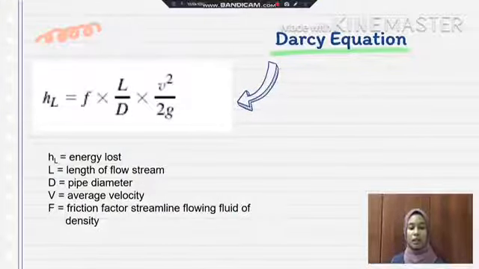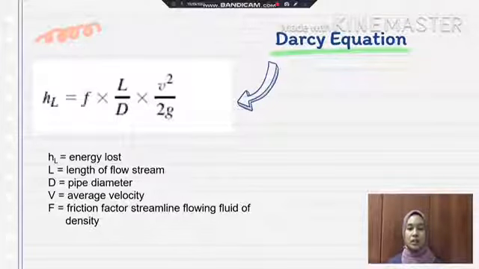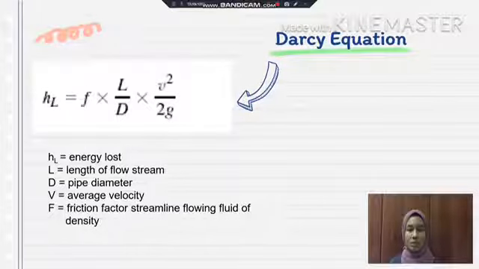We use Darcy equation to find head loss. This equation is named after Henry Darcy and Julius Weisbach. Head loss is caused by the velocity of the flowing water and the roughness of the pipe, channel, walls, or fitting. The Darcy equation is like this.